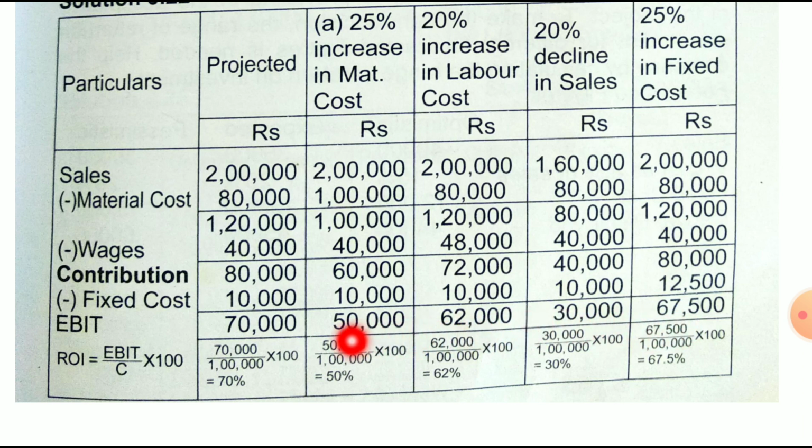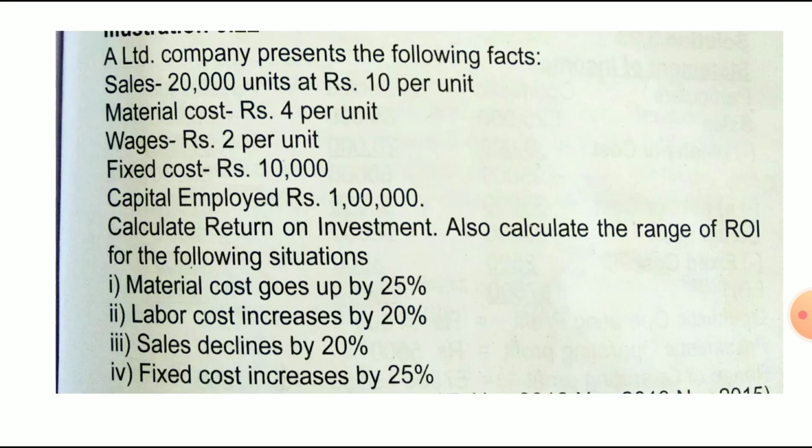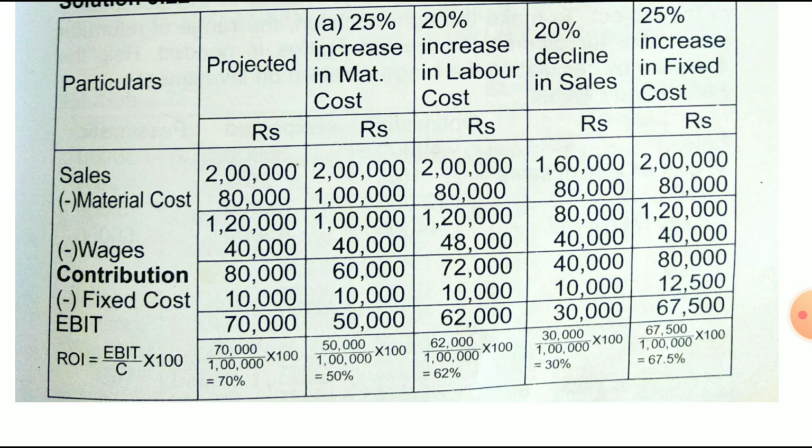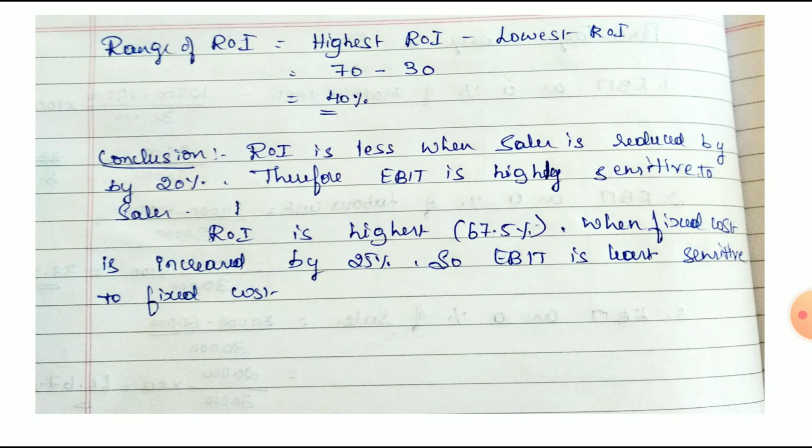So we have to calculate the range of this ROI. Which is the highest ROI here? That is 70%. Lowest ROI is 30%. So 70 minus 30, that is 40% is the range of ROI. So we have to give the conclusion. So ROI is less when sales is reduced by 20%. So ROI is less, you can see. Return on investment is less when sales is reduced by 20%. So that means it is highly sensitive to sales. EBIT is highly sensitive to sales, and ROI is the highest when fixed cost increases by 25%. That means EBIT is the least sensitive to fixed cost.